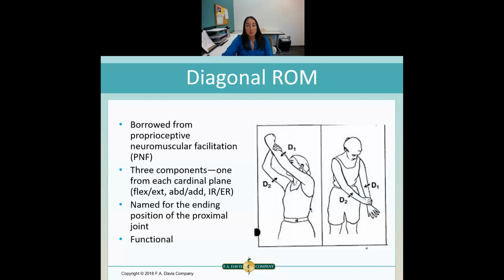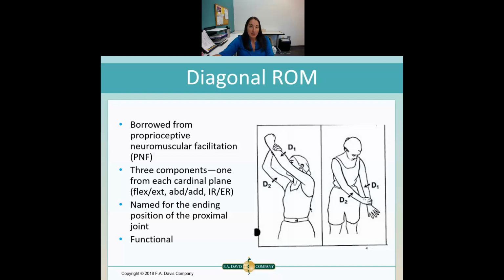In order to be a true diagonal pattern, it needs to have all three components. So whether it's flexion or extension, abduction or adduction, and internal or external rotation. So with the diagonal patterns, you internally rotate, extend the shoulder, and abduct. You go from that position to external rotation, flexing of the shoulder, and abduction. And so all those components of movement are combined for those diagonal patterns.